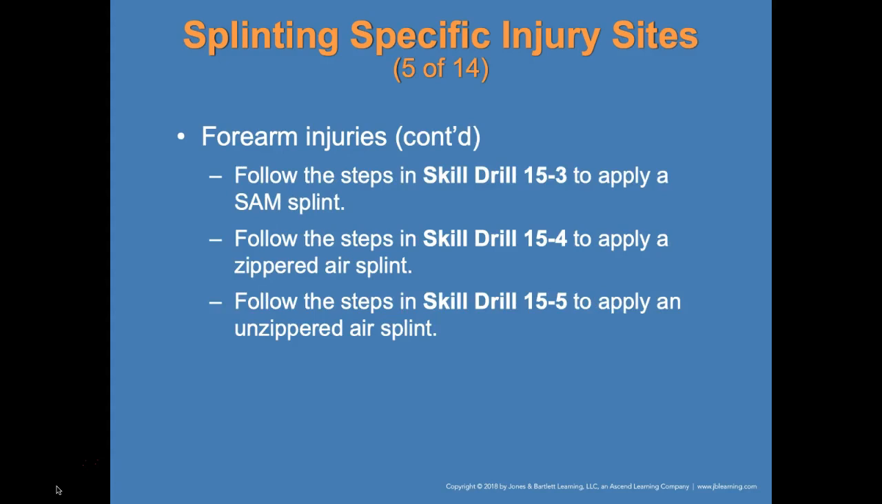So, a couple of skills with the SAM splint: you roll it out, you make a little place for the hand to hold, and run that SAM splint up past the elbow, because remember we want to splint above and below the injured site. Then we secure that SAM splint with gauze to the arm. The zippered air splint: unzip it, put the arm in, check for PMS, blow it up, check for PMS. And with the unzippered air splint, once again, you slide it over their arm, check for PMS, blow it up, check for PMS. Remember, the only way to inflate those air splints is by mouth. Don't use any other air source for that.